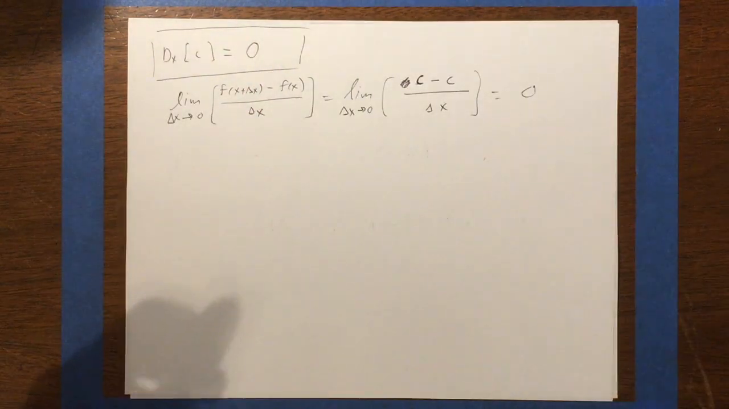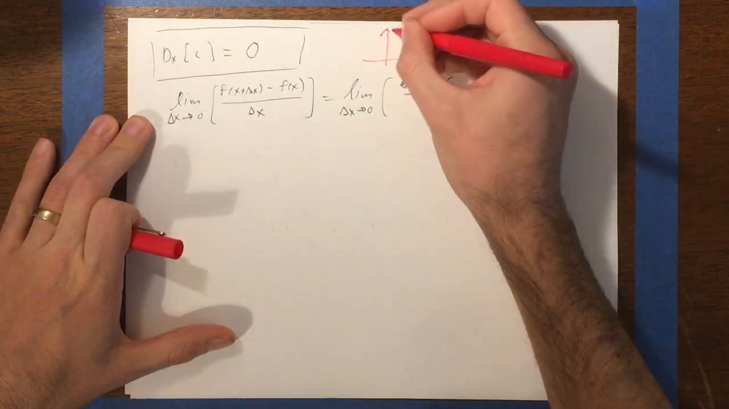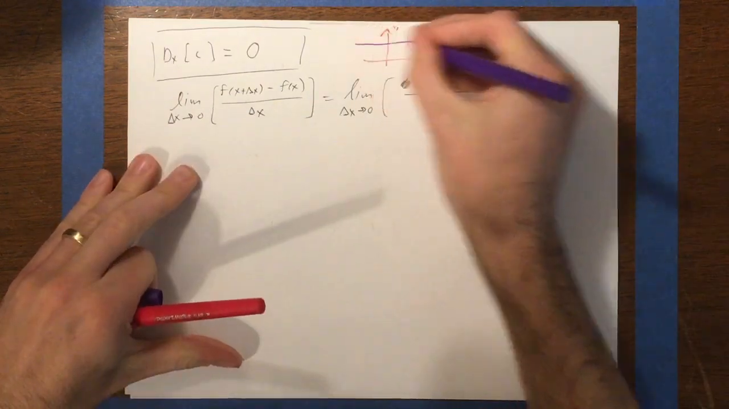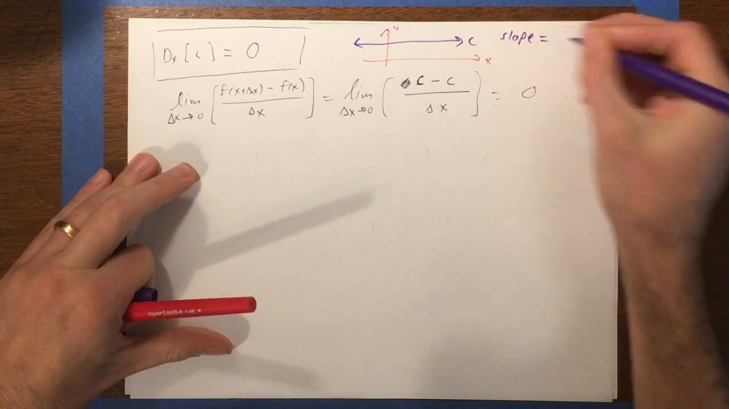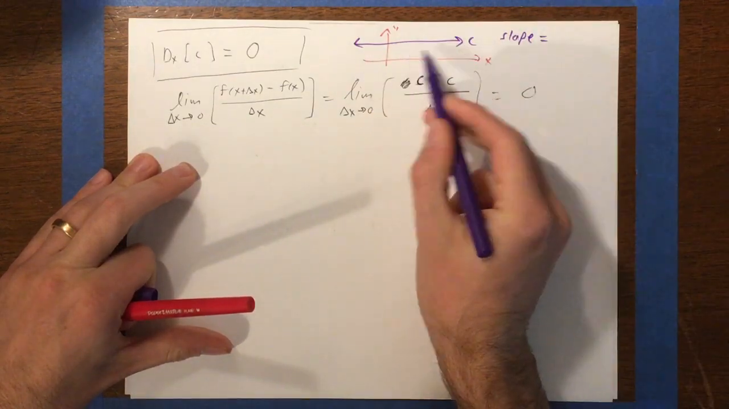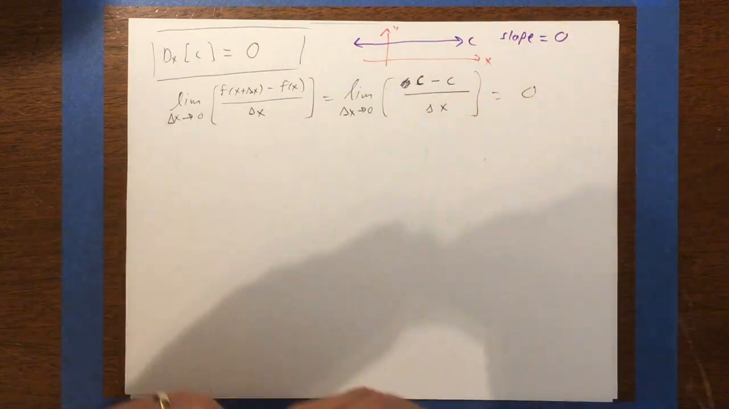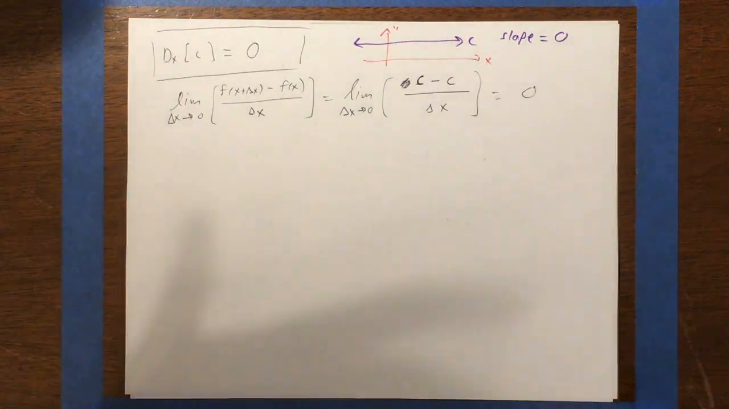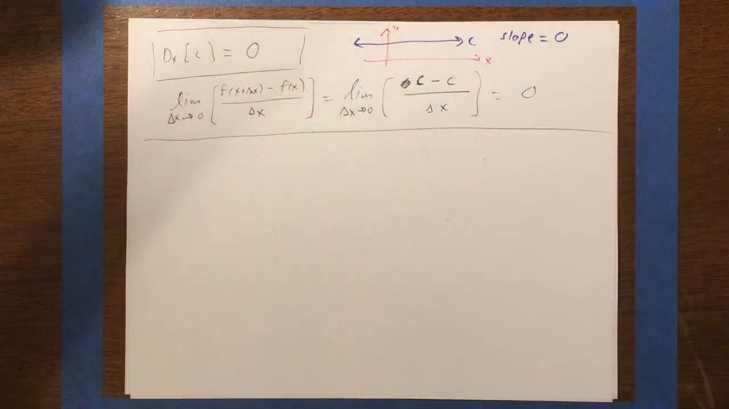And this makes so much sense when you think about it graphically, because a constant function, if this is your x and y axis, is a horizontal line at height c. And what's the slope of a horizontal line? At every x value, the slope of that horizontal line is 0. So the derivative of a horizontal line should always be 0, right? So hence why we have this rule. Okay. We can do better.